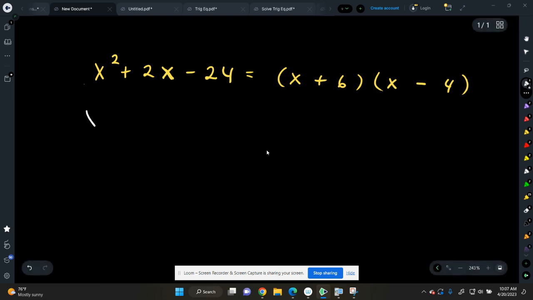So how about this one? X squared plus 7x minus 18. Who's got that? There's nothing in front of the x, so that means we just put an x. 9 and 2. Good. 9 and 2. Okay.